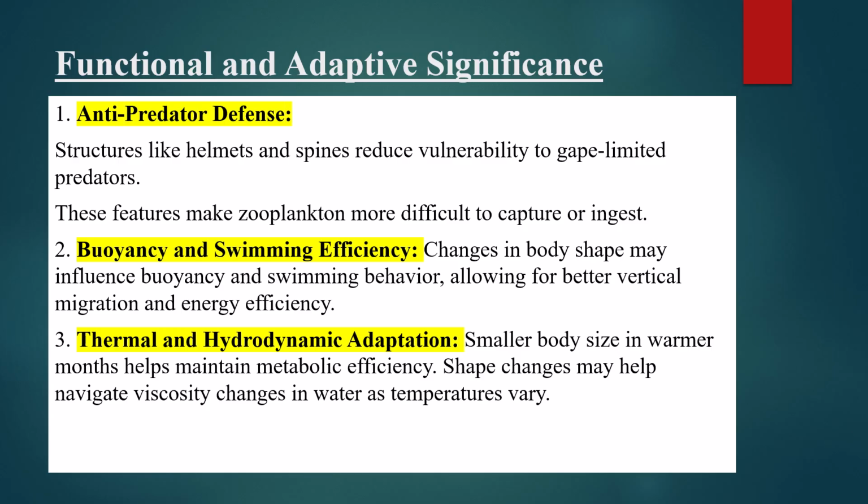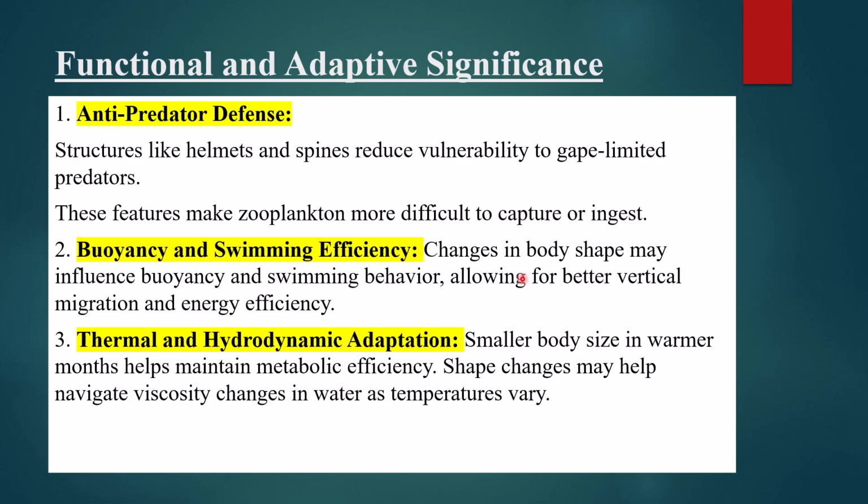So predators, ये सारे क्या हैं? These are gape limited, meaning their mouth size, the opening of their mouth, is what determines what kind of prey they are going to capture. And because of the gape limited nature of their predation, if the prey develops certain exuberances, making the body very extended, they will become protected against those organisms. So this makes the zooplankton more difficult to capture and to ingest. So it acts as an anti-predator defense mechanism.